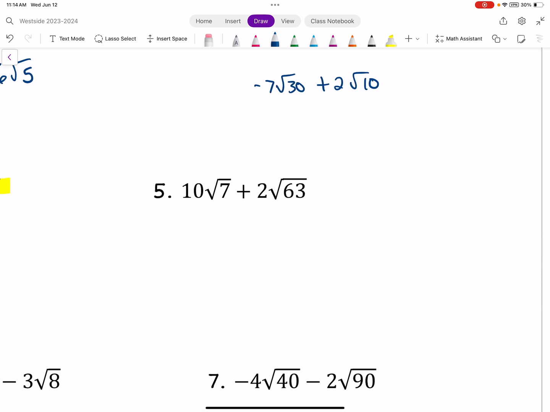Looking at number 5 here, 10 radical 7 plus 2 radical 63. We can break down radical 63, so that would become radical 9 and radical 7. So I'd have 10 radical 7. Radical 9 would become 3 with the 2 outside would become 6, and then radical 7 stays under the radical. So 10 radical 7 plus 6 radical 7 makes 16 radical 7.